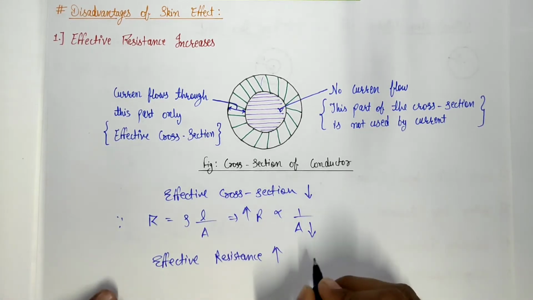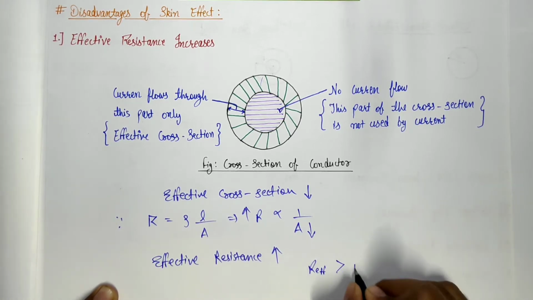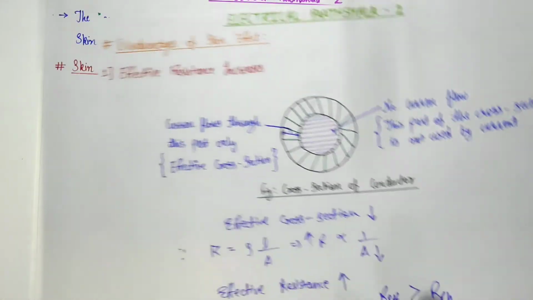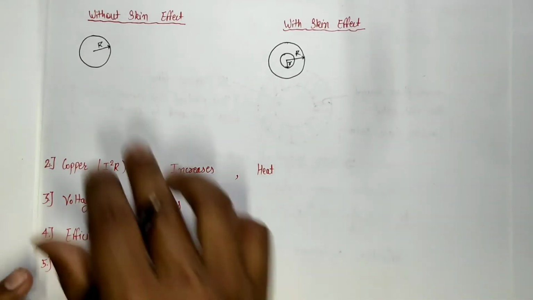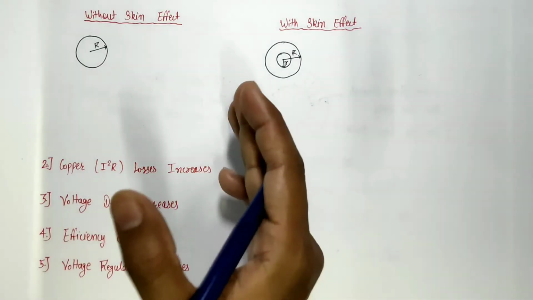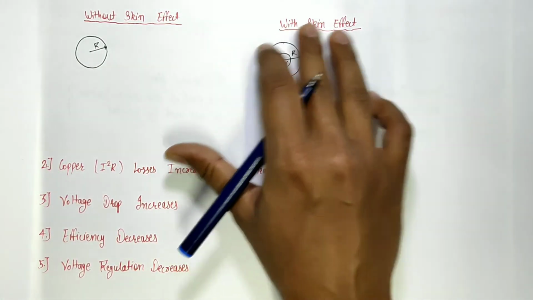And because of this skin effect, the effective or electrical resistance is always greater than the physical resistance of the conductor. Now guys, let's compare two wires of the same cross section area or same diameter with each other. In one there is no skin effect, and in the other wire it is with skin effect.